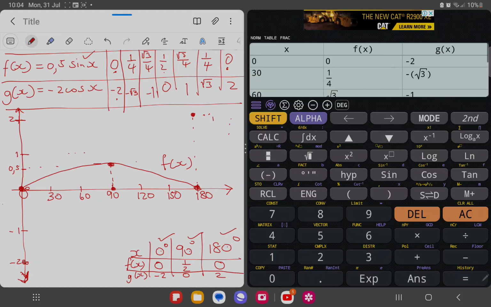Then it's going to form a cup, but not a full cup, it's going to be half a cup. This is the half cup that we have. It must be up until here. Then this is the graph of g(x). This is the final answer. We have sketched the two graphs on the same set of axes. Thank you.